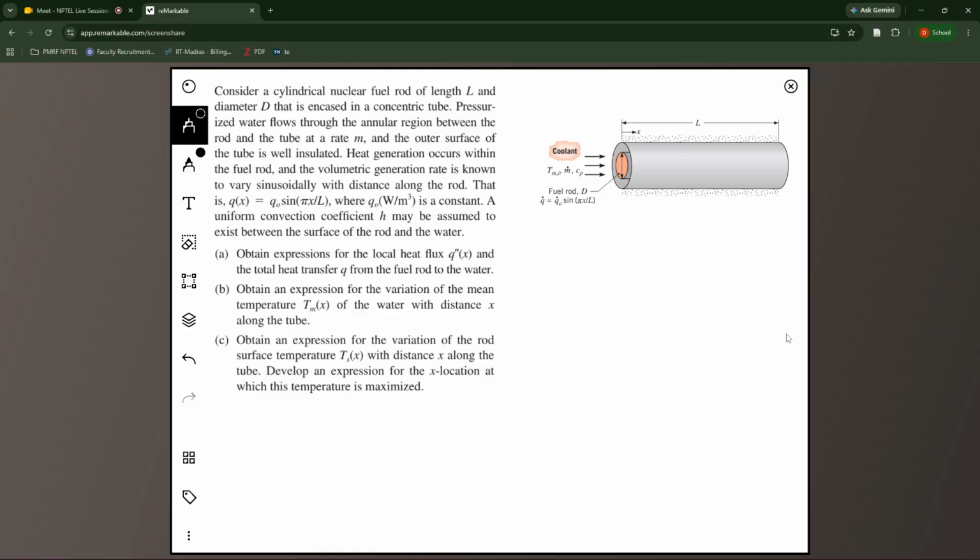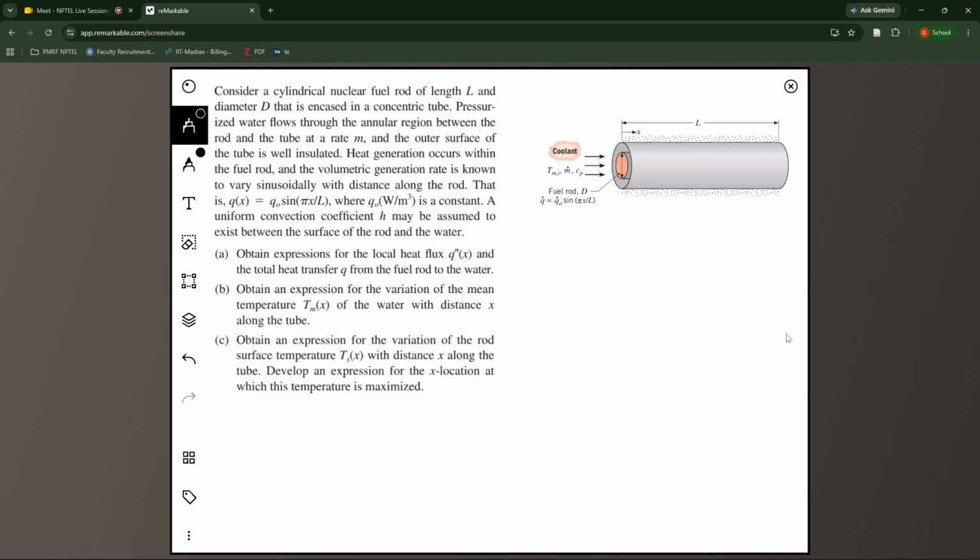So what we are trying to find now is, first we have to understand what is the wall temperature, which is the surface temperature of the fuel rod, what is the local heat flux on the fuel rod, and then we'll also answer what is the mean temperature of the fluid inside the annular region. These are all questions that we need to solve for.